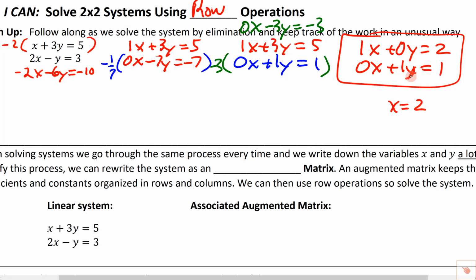And that second equation, no x's and a y equals a 1, all it's saying is that y is equal to 1, so I've got the solution to the system. So 2, 1, there's the answer. I found the point where the lines cross.